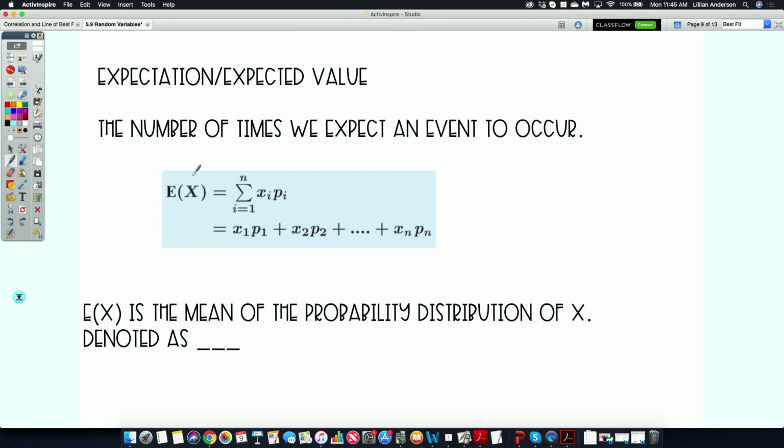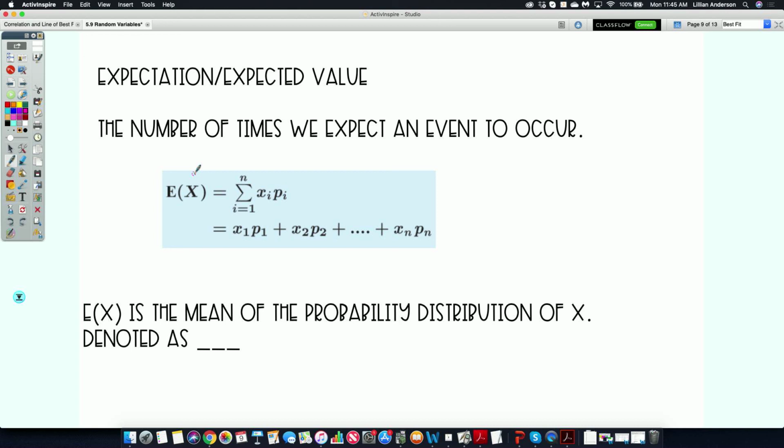Expectation, expected value. I think we talked about this as well. Maybe. Did we talk about expected value in this class? Okay. I get my classes mixed up. I'm doing statistics in both of them, so I don't remember who I said what to. So then this is good.